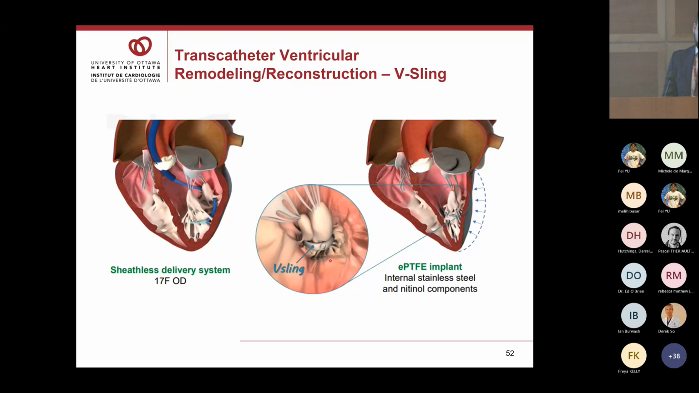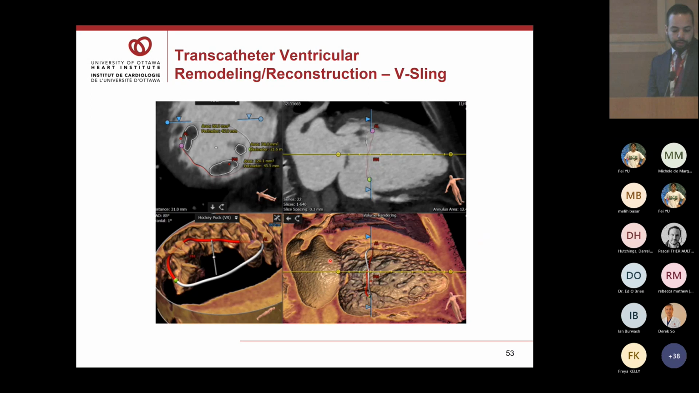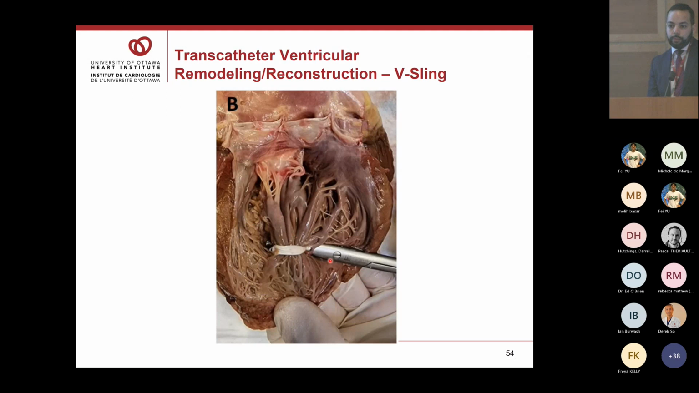This technique has been taken through a retroaortic approach and attempted to be implemented through a 17 French catheter, and you essentially just cinch together the papillary muscles with the idea that you improve left ventricular dilation. So this is very early days.